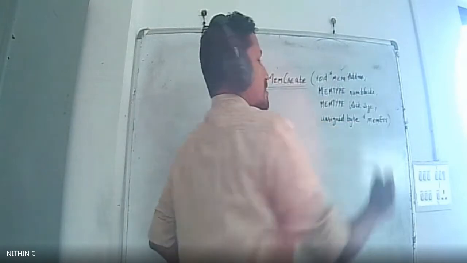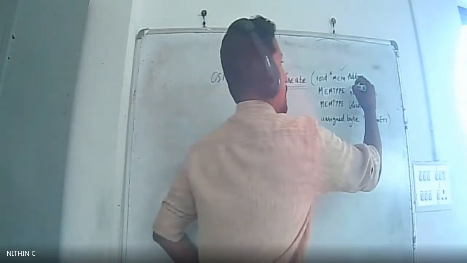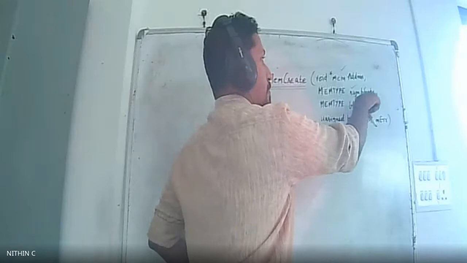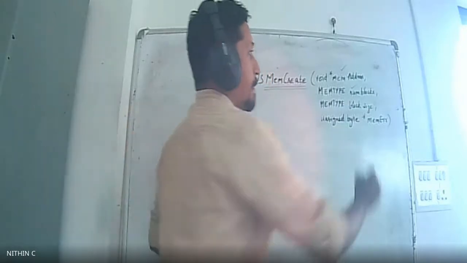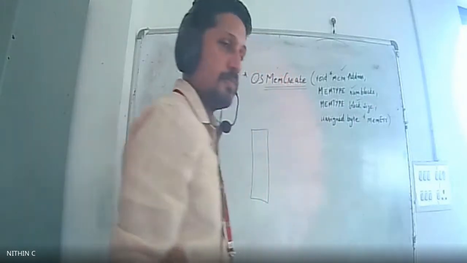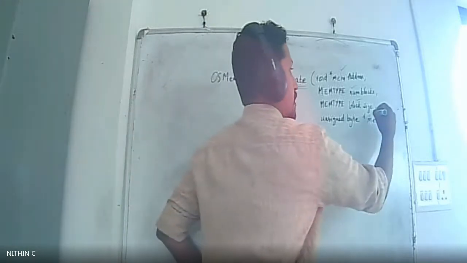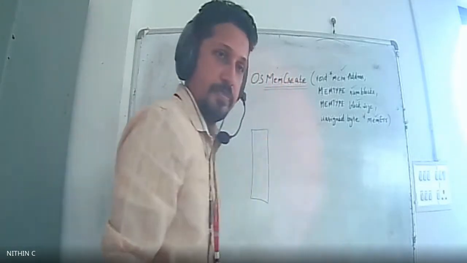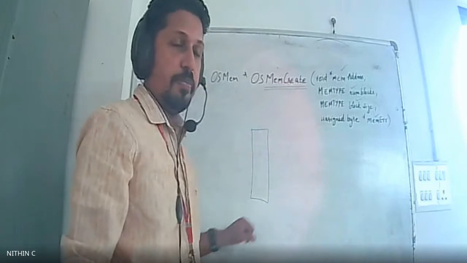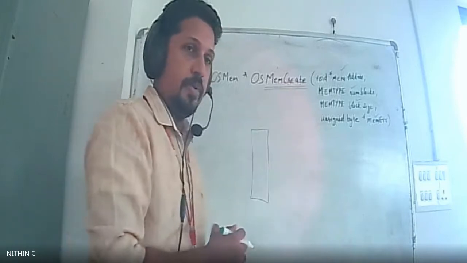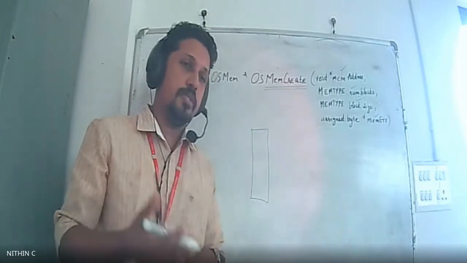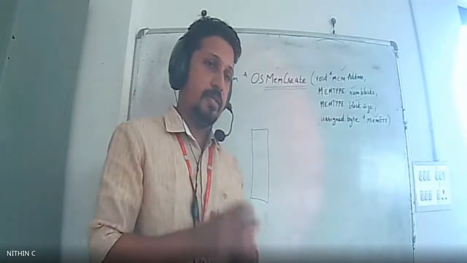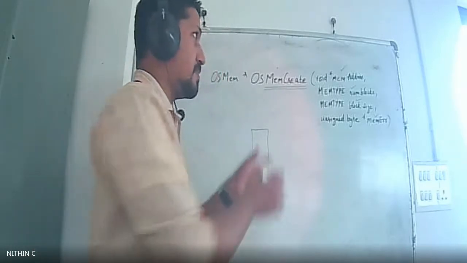It takes a memory address, memory type, number of blocks, that is NUM blocks, then the block size, and then a pointer to the memory error. These are the four different parameters inside this function. Similar to the task create function, which had some parameters inside it, we have some parameters here too.